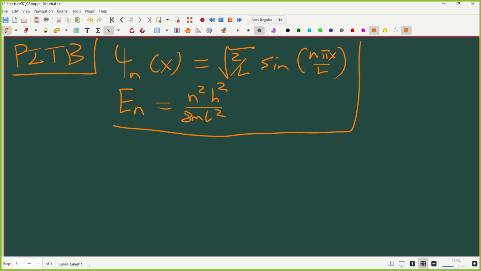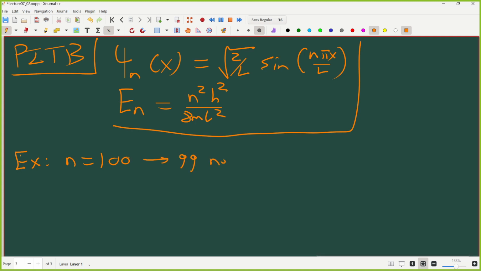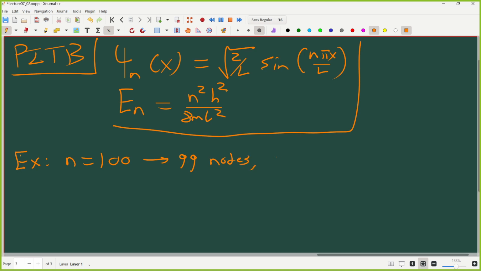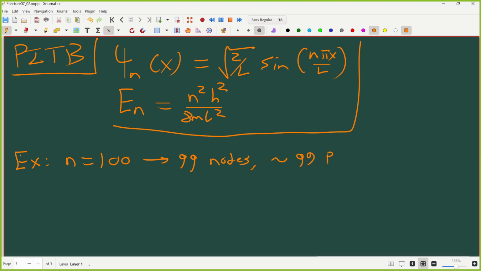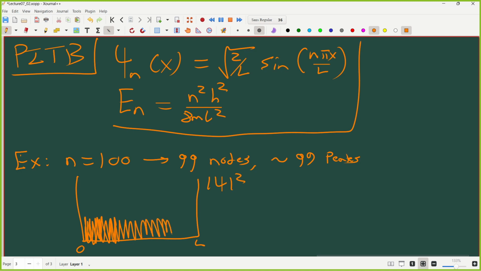So what happens when n is getting really large? That might be an interesting thing to think about. Well, if n is 100, for example, there's going to be 99 nodes and approximately 99 peaks. If I were to plot this wave function squared in my box, it looks like this. Actually, it looks even closer than that. It just looks like a bunch of peaks oscillating rapidly, like that.